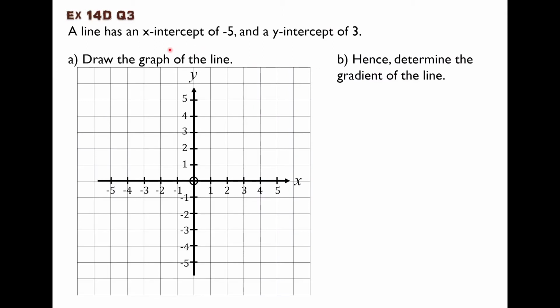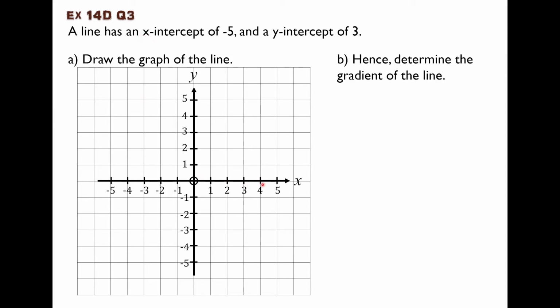Let's do another one. This one's a bit similar. A line has an x-intercept of -5 and a y-intercept of 3. Draw the graph of the line. What do you think we would do if we didn't already have a Cartesian plane here? If we were asked to draw the graph and we did not have a Cartesian plane? You'd have to draw one, right? Horizontal line, vertical line, x, y, put the numbers in. All right, let's get into it.